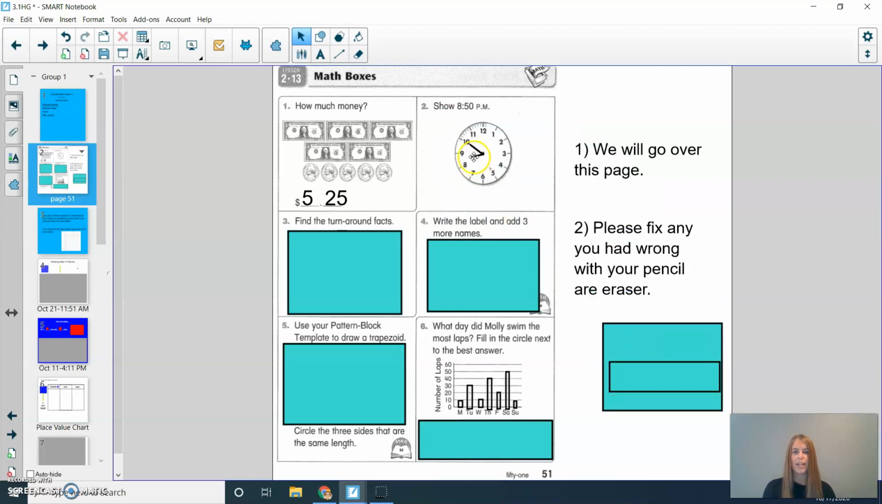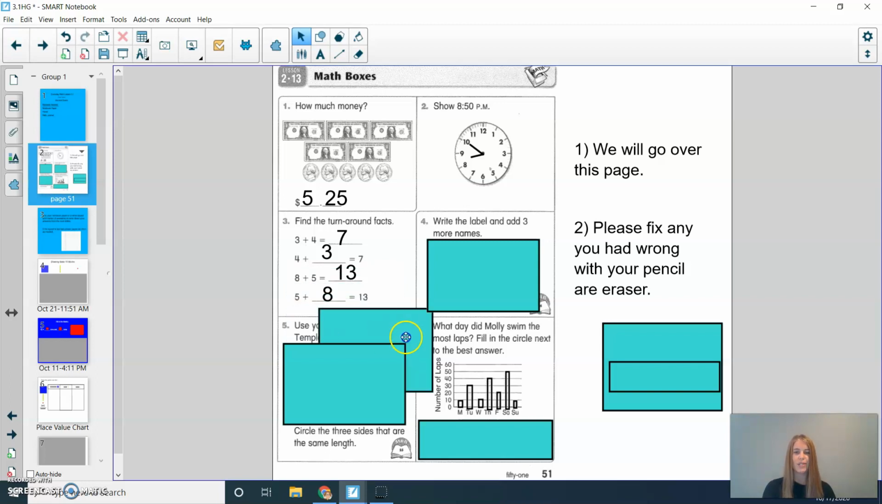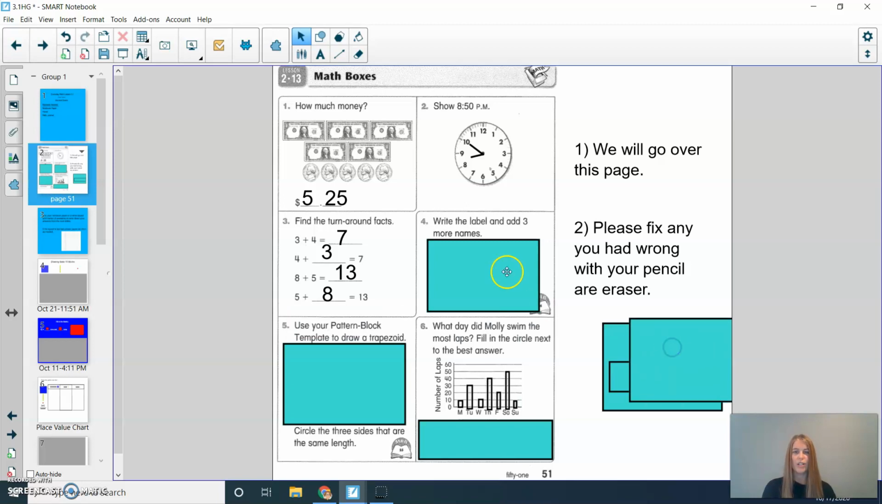For question 2, I need to show the time 8:50. Notice how my hour hand is pretty close to the 9 and my minute hand is on the 10. For number 3, find the turnaround facts. We have 3 plus 4 is 7, 4 plus 3 equals 7, 8 plus 5 is 13, and 5 plus 8 equals 13.